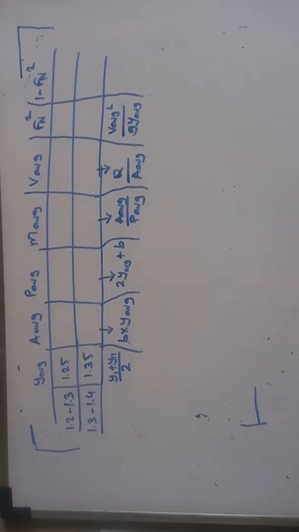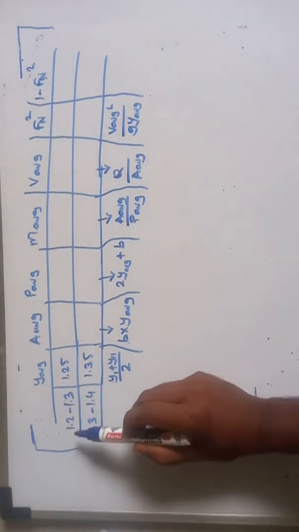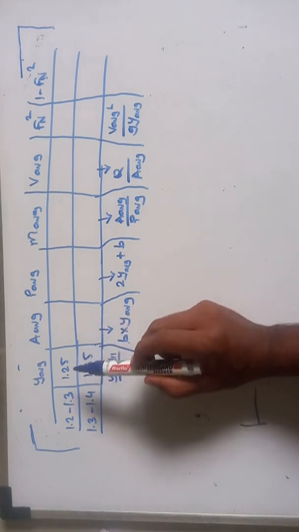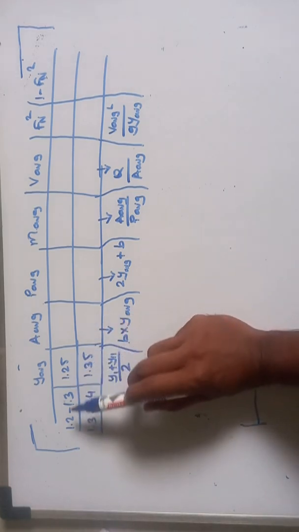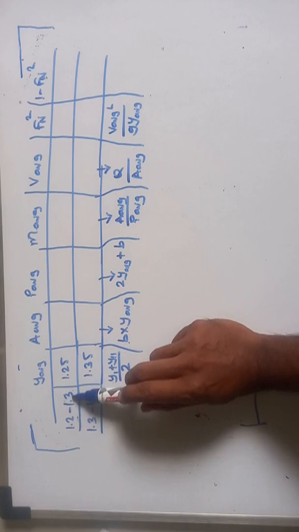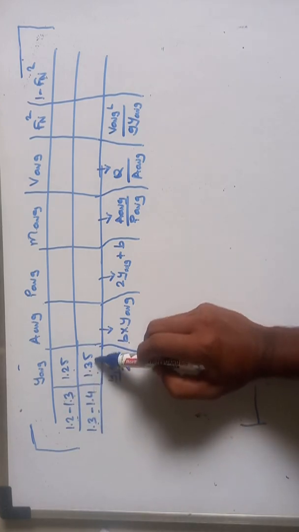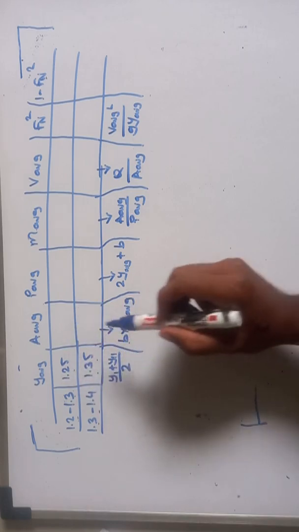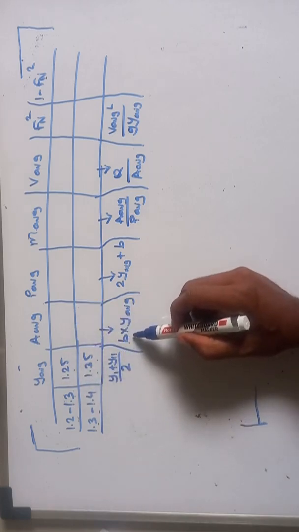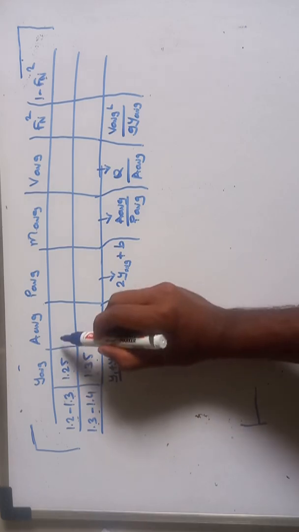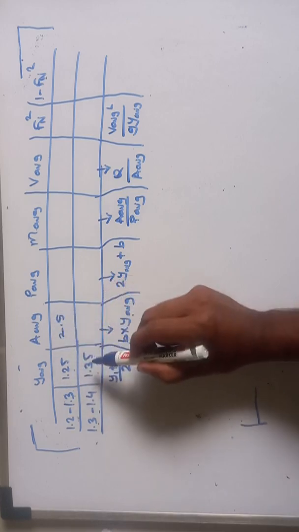For two steps, I am splitting the entire depth into two sections, 1.2 meter to 1.3 meter, and 1.3 meter to 1.4 meter. First step is we have to calculate average depth. So average of these two, (1.2 + 1.3) / 2 is 1.25. Like that, for this the average is 1.35. Then A average is breadth times Y average. Breadth value is given as 2 meter. So this is 2 into 1.25, that will be 2.5. This is 2 into 1.35.